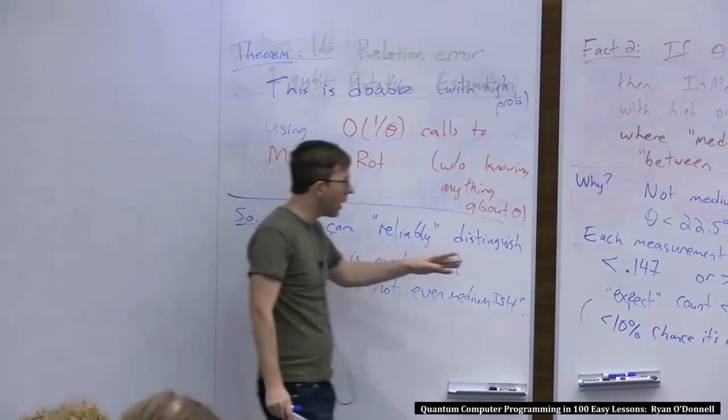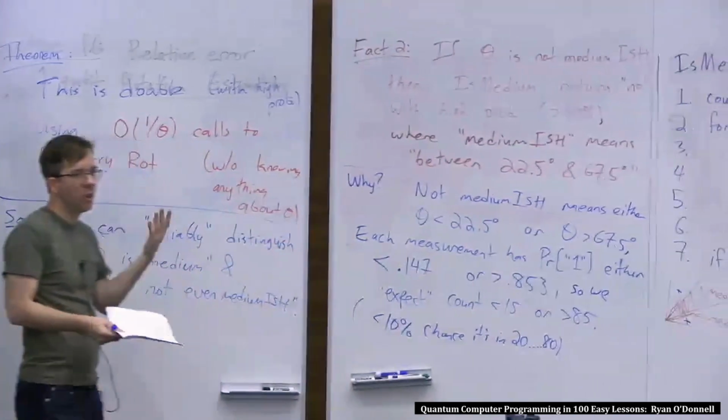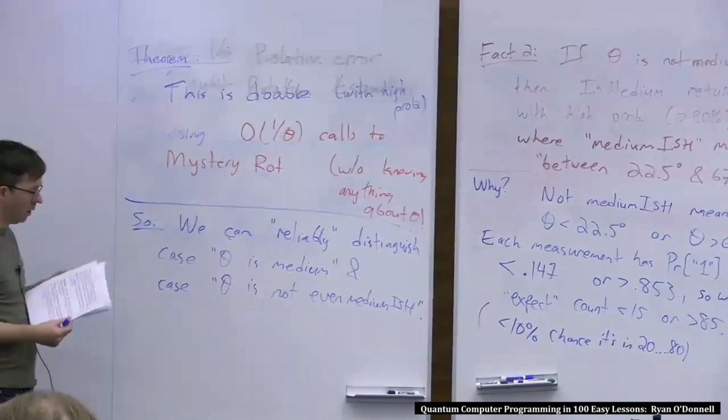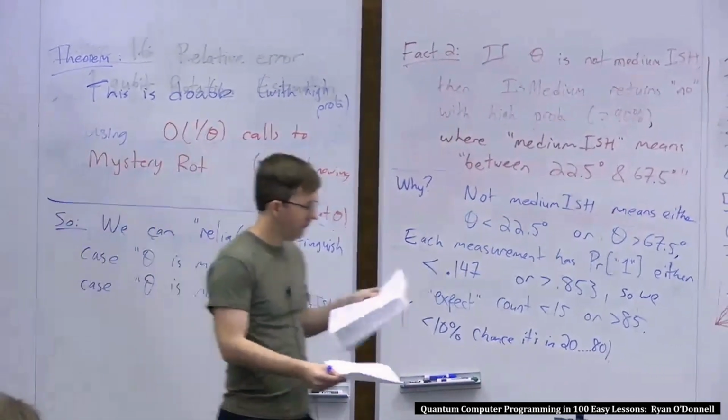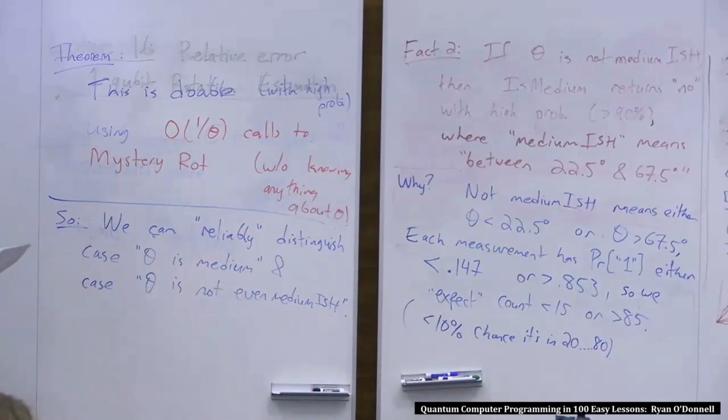And if theta is in this gray area between medium and medium-ish, I don't know, the chance it says yes or no will be somewhere between 10 and 90%, but we'll leave it at that. Okay, any questions? Good. Okay.